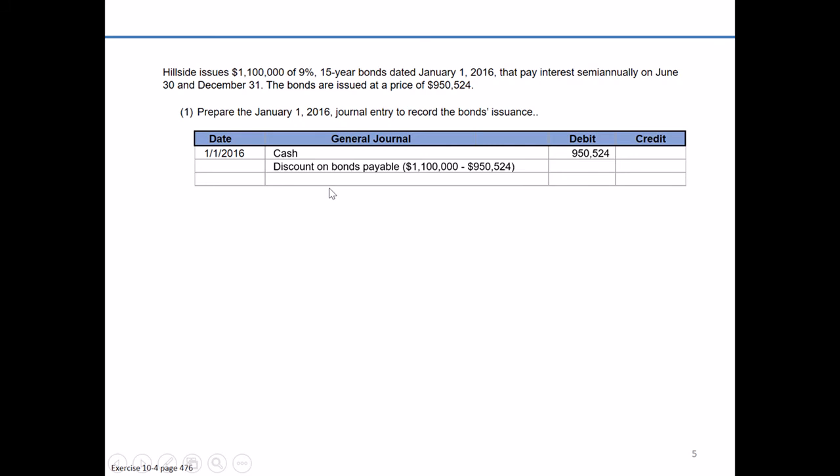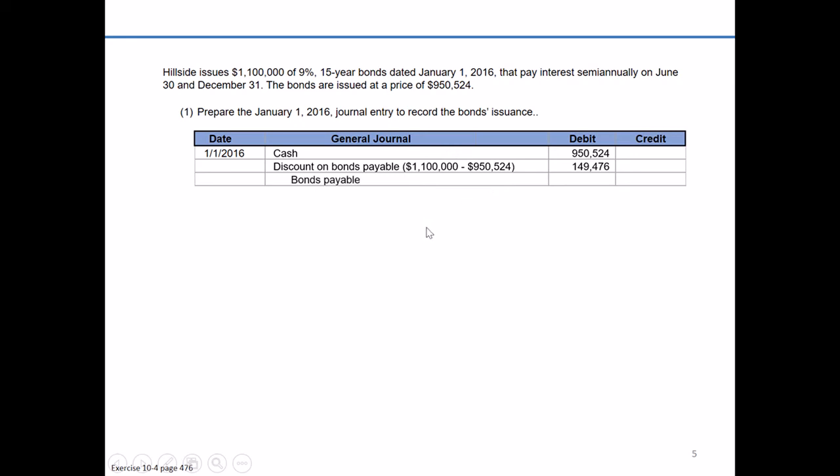Our discount on bonds payable, we're increasing it. Discount on bonds payable is a contra liability account. Liability accounts have a normal credit balance. Since it's contra, it's going to have a normal debit balance. So discount on bonds payable is going to be increased with the debit. It's going to look at the difference between the par value of $1.1 million minus the actual amount of cash received of $950,524.